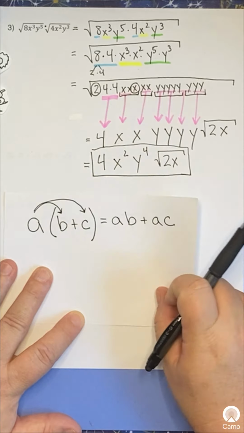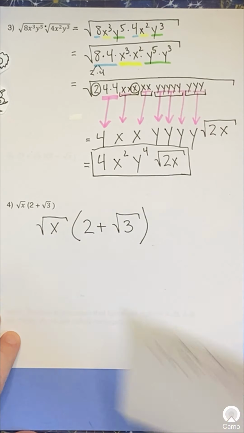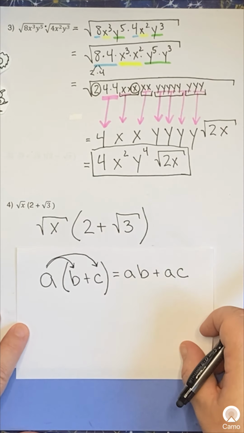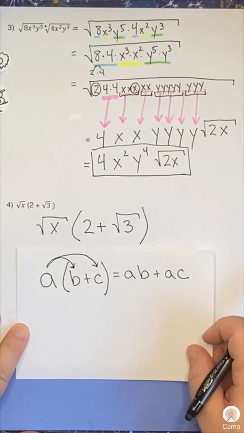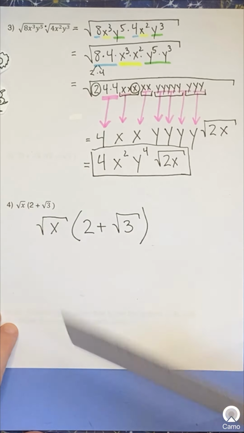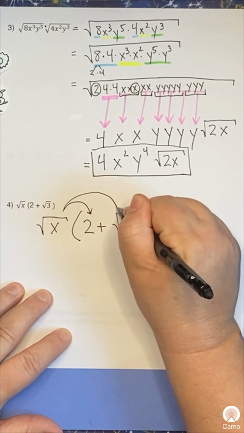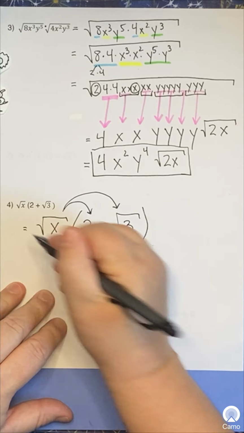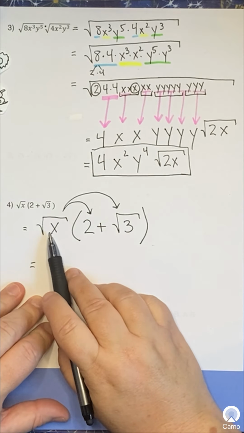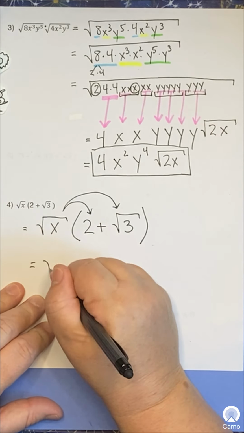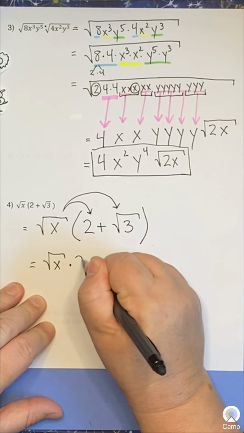A times b plus a times c. Now, is it going to change just because it's horrible? No. It's exactly the same situation. And it's not really that horrible. It just looks a little bit different, maybe. So let's take a look. I'm going to draw the arrows. You don't have to. And I'm going to say, okay. So radical x is going to go visit 2. So I've got radical x times 2.